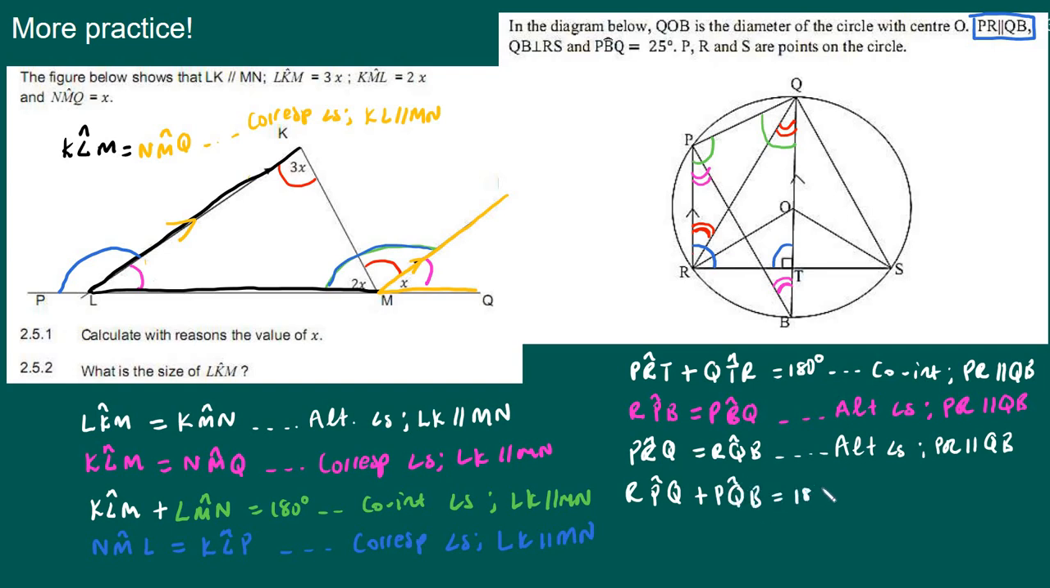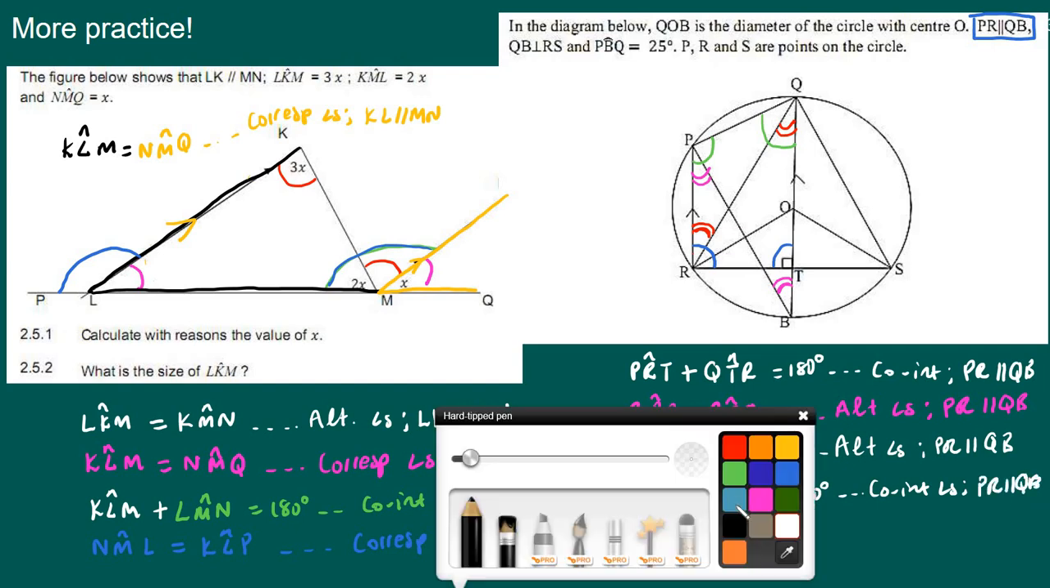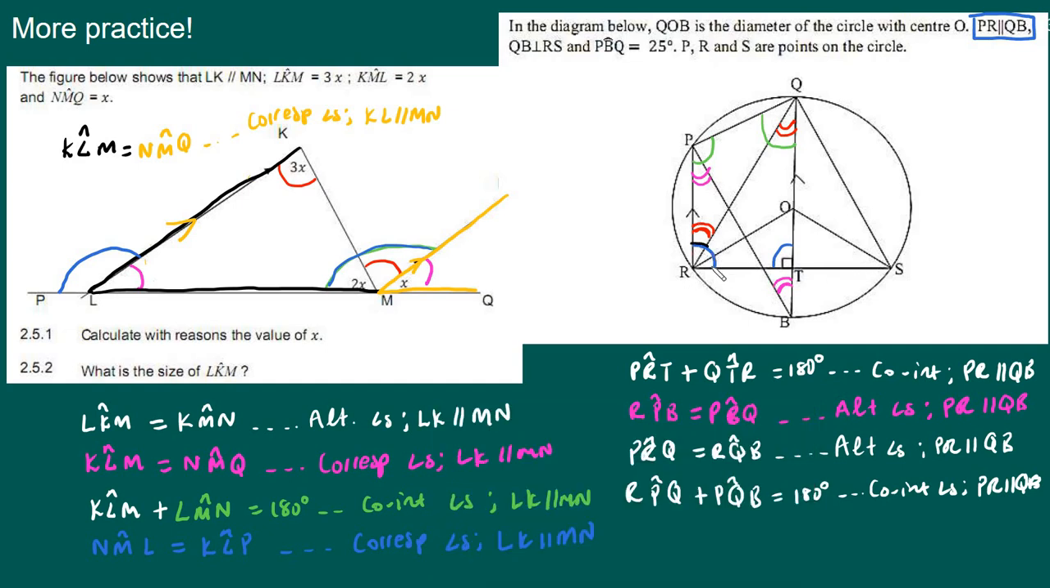PRS is equal to QTS. PRS would be, let's see, PRS, this one, is equal to QTS. That is very true. So corresponding angles. Remember, we use double lines to indicate that those are equal.